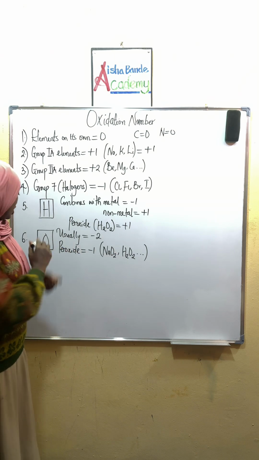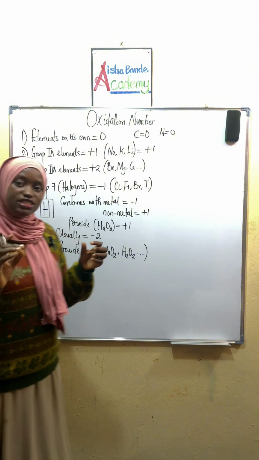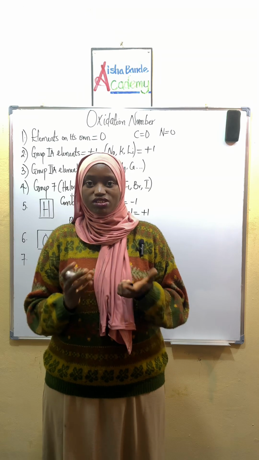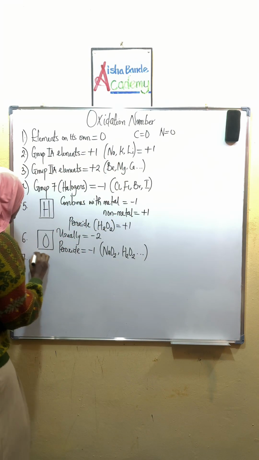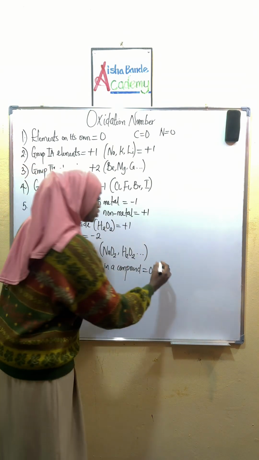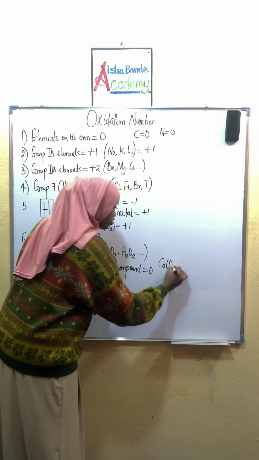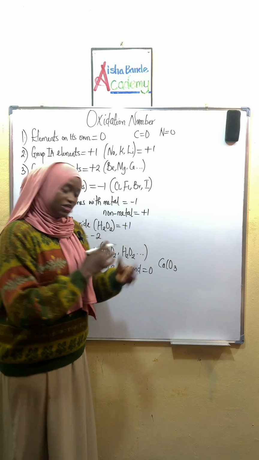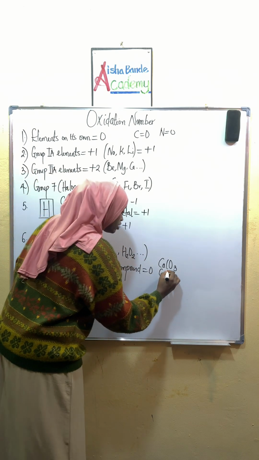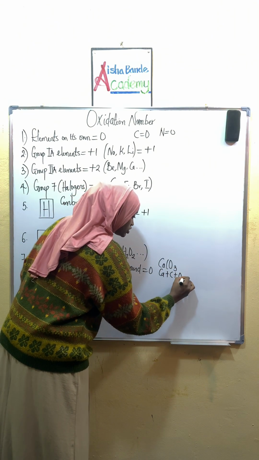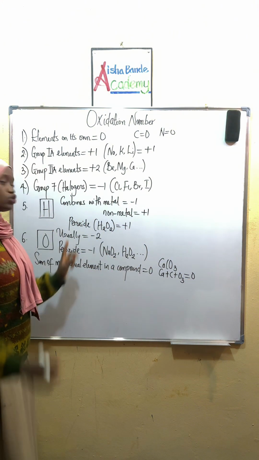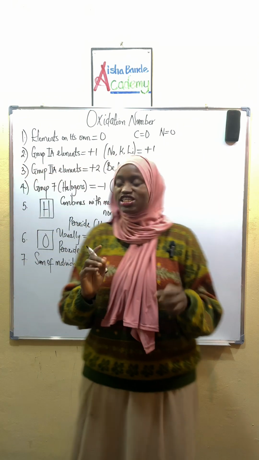Now, moving on to the seventh rule. The seventh rule states that the sum of the oxidation numbers of the individual elements in a compound is equal to zero. So let's put this in writing. For example, let's say we have a compound CaCO3. The sum of its individual elements, that is, we have calcium, sum means addition, right? Plus carbon plus oxygen, which is 3. The sum of these oxidation numbers will be equal to 0. So that is what rule number 7 is talking about.